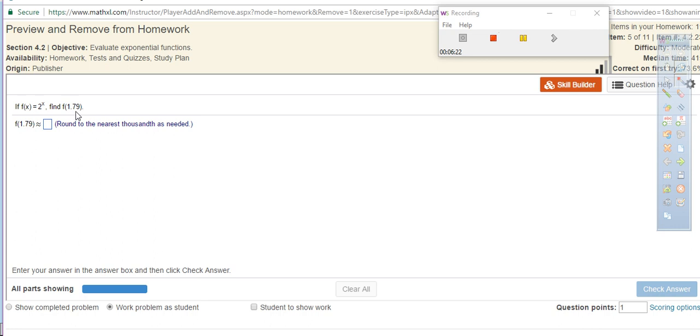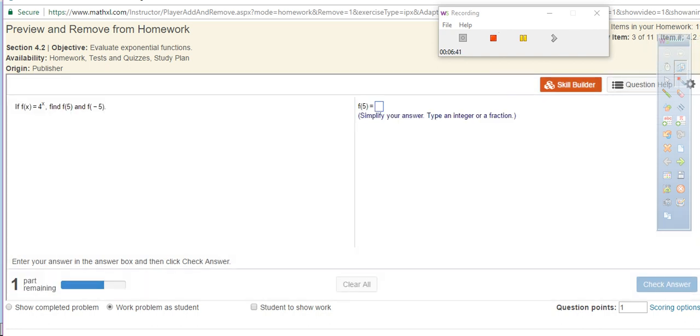So you're going to take 1.79, plug it in for x in your calculator, and you're going to round it in your thousands. So like I said, it's really getting you comfortable with what effect different inputs have on the particular function or exponential function that we're looking at. All right, so good luck with those.